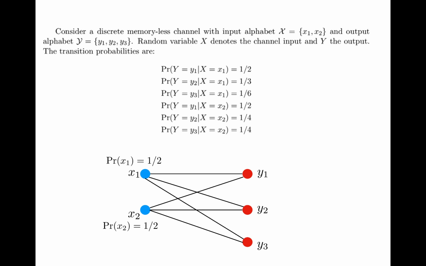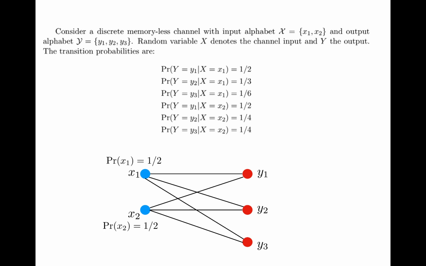So in this way you can have 6 different transition probabilities. And why 6? Because you have 2 inputs and 3 outputs, so 2 times 3 is 6. So in any discrete memoryless channel example, the total number of transition probabilities that you can have is the number of inputs multiplied by the number of outputs. So here you have all 6 transition probabilities whose values are given, and you have the input probabilities, which in this case are the same.